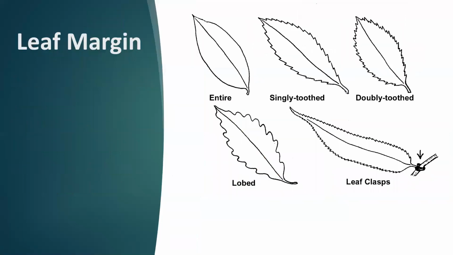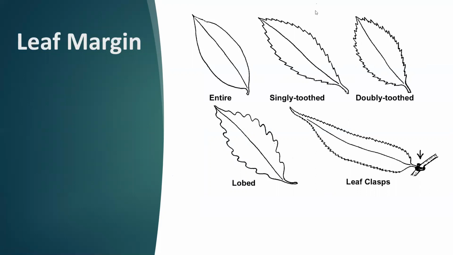Another really important characteristic of leaves is the leaf margin and how that leaf margin looks. So we have a couple different classifications here. The biggest distinction is being able to identify whether it's an entire leaf. You can see in this example, an entire leaf is one that has no lobes. So it looks just like that picture. And then you have what some people call serrated, or some people call singly toothed.